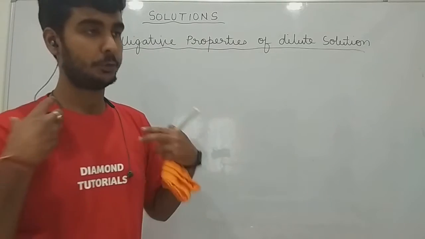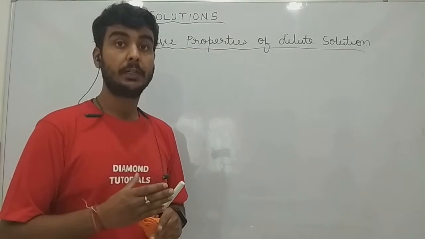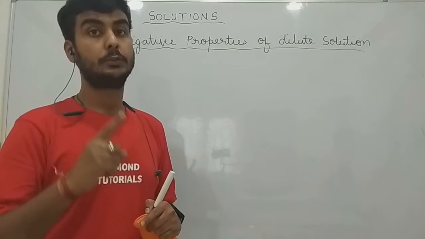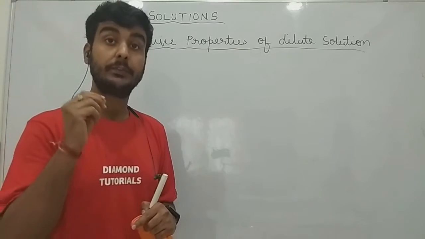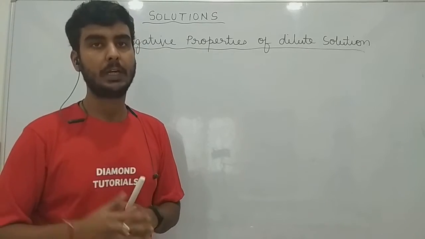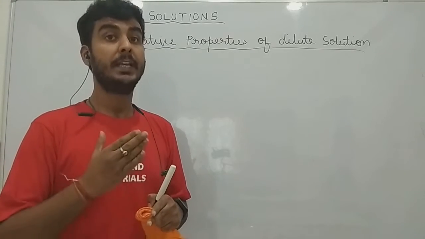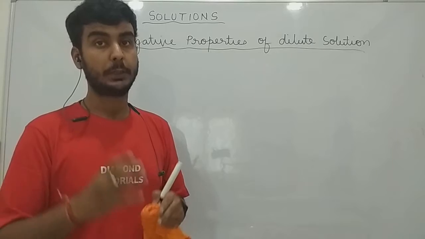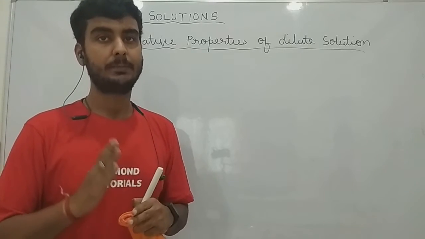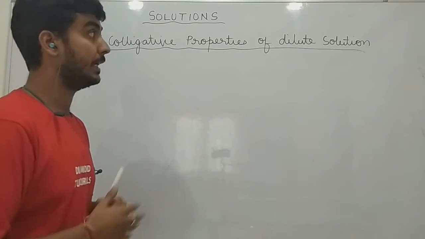So what is a dilute solution? A solution in which the amount of solute is very less as compared to the amount of solvent. So a dilute solution is a solution in which the amount of solute is very less as compared to the amount of solvent present in the solution. So this is all about dilute solutions.